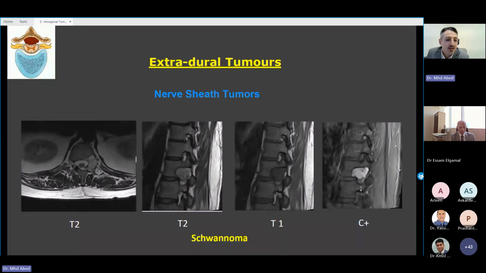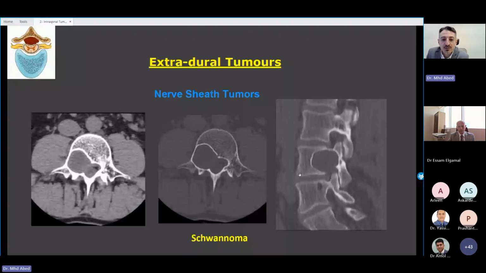When we compare the normal side on the right with the left side, there is marked enlargement and remodeling of the neuroforamen. The lesion, the schwannoma, is mostly very bright in T2. It has this T2 hyperintense signal, and it always shows contrast enhancement. It could be homogeneous or inhomogeneous, but usually there is always enhancement.